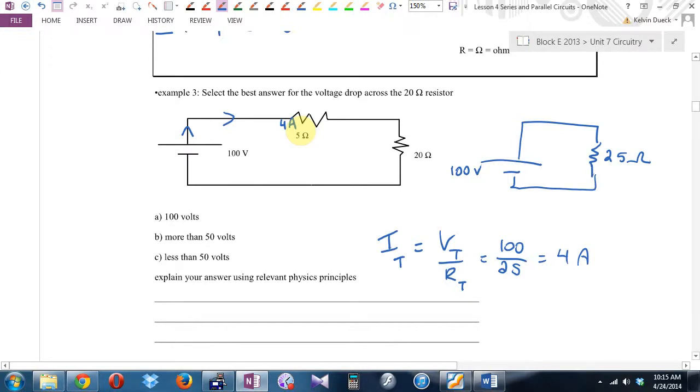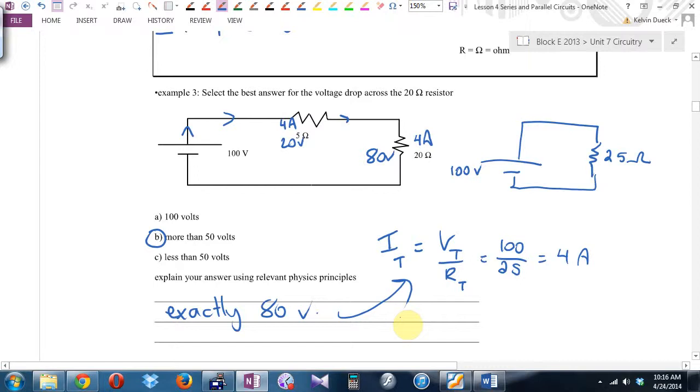20. Keep going. How many amps in this second resistor? Still 4. So how many volts do we lose? So the answer is more than 50, and I'm going to say exactly 80 volts. Where's my proof? Right there.